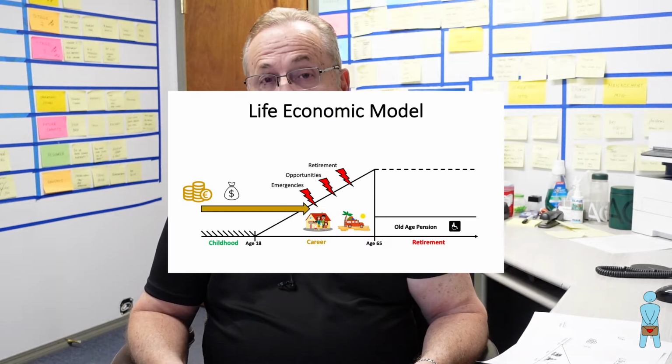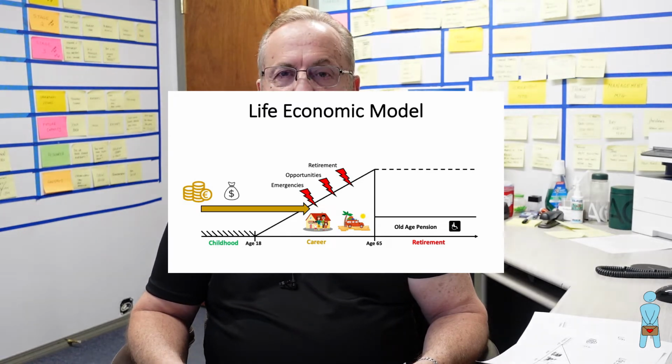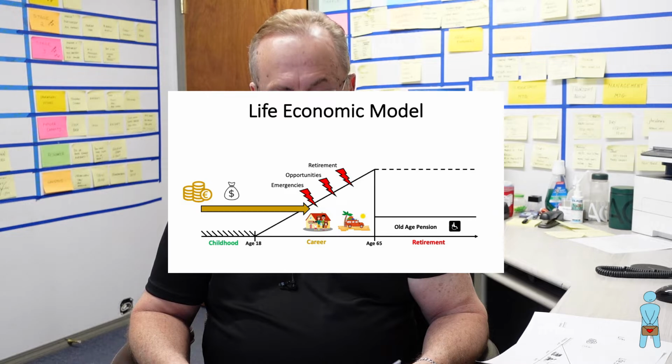So I have to pay for that. I have to pay for whatever repair must happen. Those are emergencies. So we need capital for emergencies.